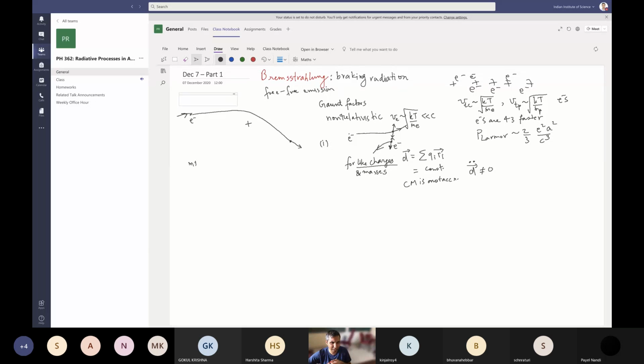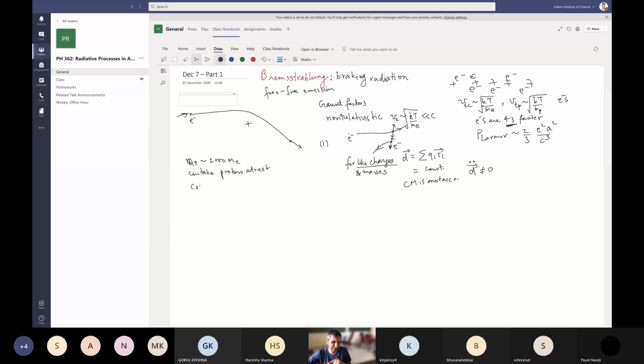Since the proton mass is say 2,000 times the electron mass, we can take protons at rest, right? The velocities are much smaller. So let's consider a proton which is at rest and an electron which comes and collides with it.